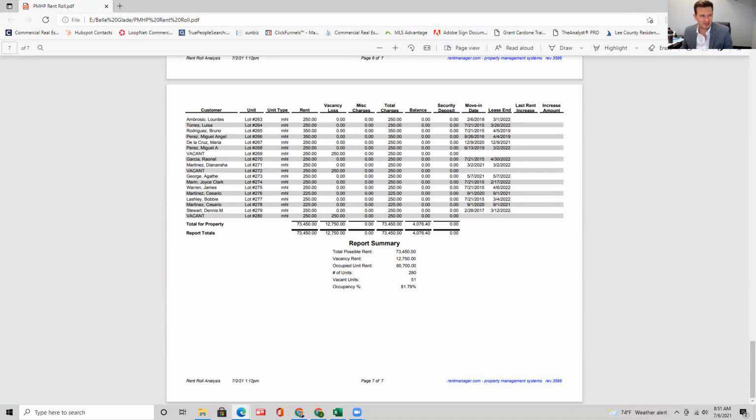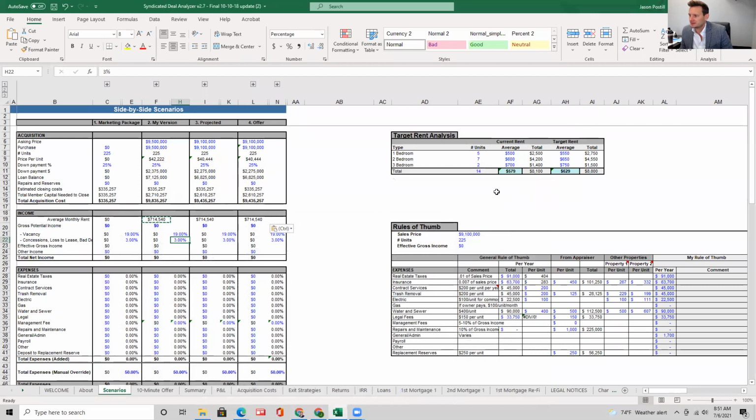And I know this isn't the most exciting training, but it's very important because this is how you get valuations done and make some money, right? So I'm going to change this. This is actually 280. Okay, it makes a big difference. So that takes that price per pad down from 42 to 33. And that's 81% occupied, 19% vacancy.